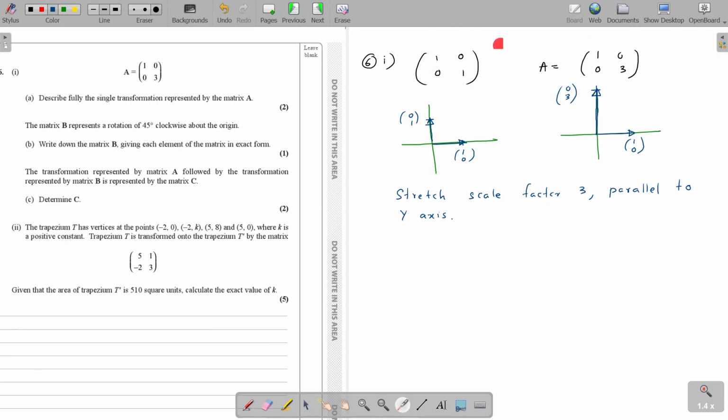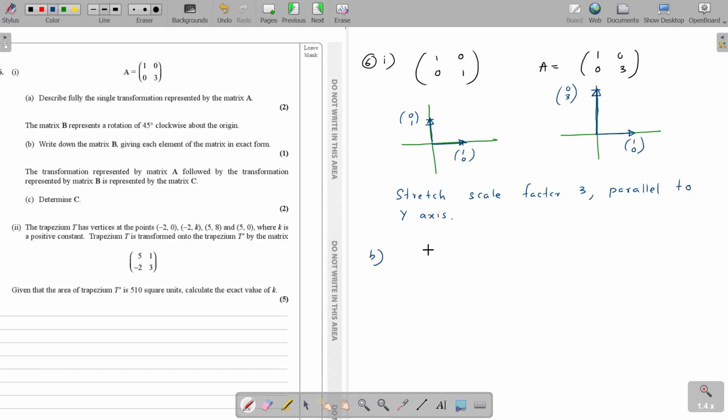Okay. Then they say the matrix B represents the rotation of 45 degrees clockwise about the origin. Write down the matrix B giving each element of the matrix in exact form. So in part B, when you represent a rotation of 45 degrees clockwise about the origin, you have to give each element in exact form. So it's just 1 mark, right? In your textbook as well as in your formula booklet, on the FP1 page, you will see matrix transformation, and they have given you the anticlockwise rotation through theta. They have given you the equation, but that is only valid for anticlockwise rotation.